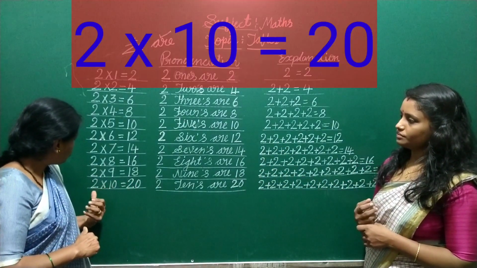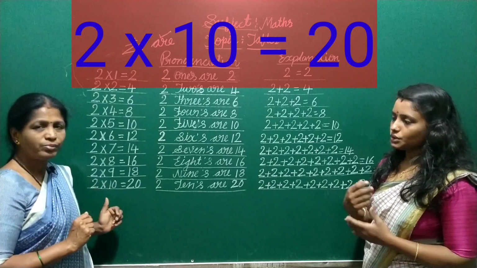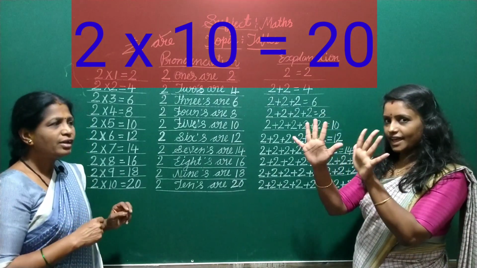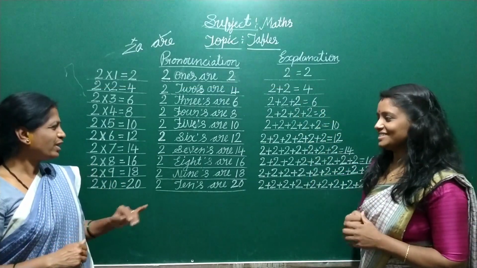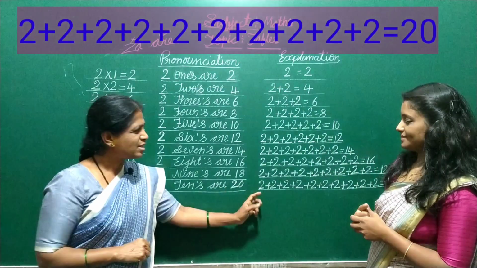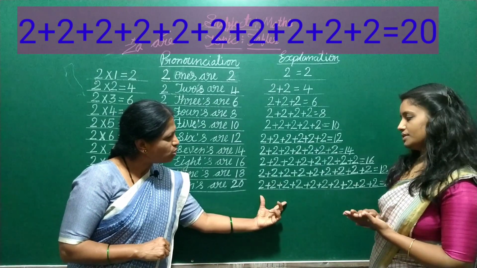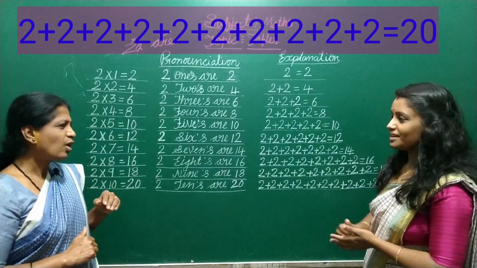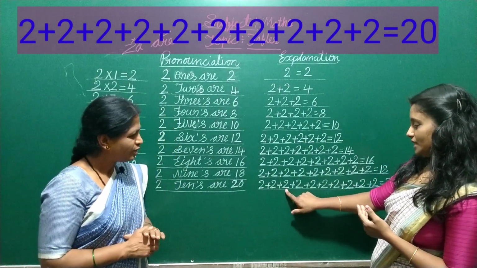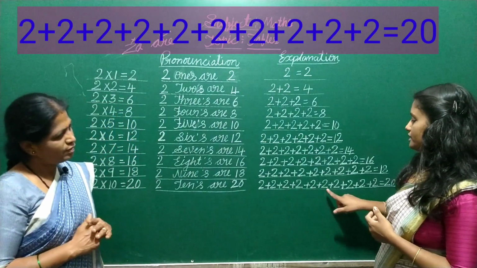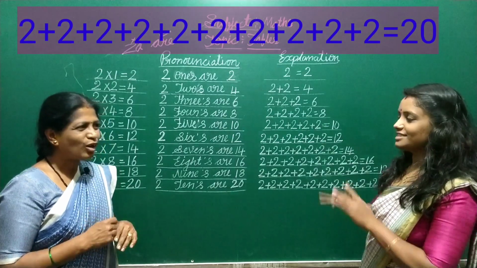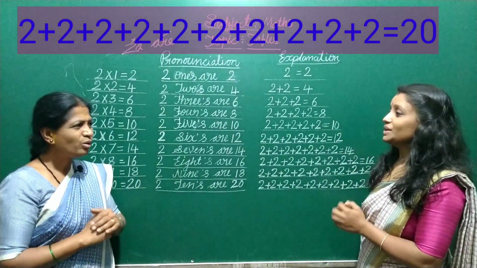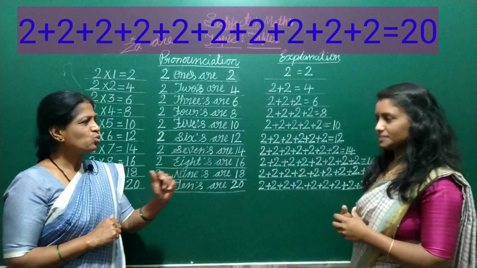Next, 2 into 10 equals 20. Now you can see here. Will you count and say how many 2's are there here? Shall I count, ma'am? Count. 1, 2, 3, 4, 5, 6, 7, 8, 9, 10. How many times are there? 10 times, ma'am. 10 times 2 are there.